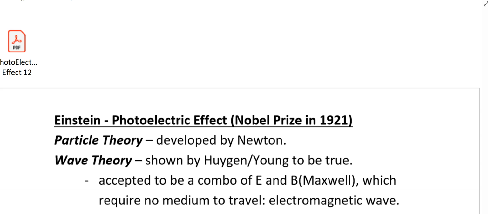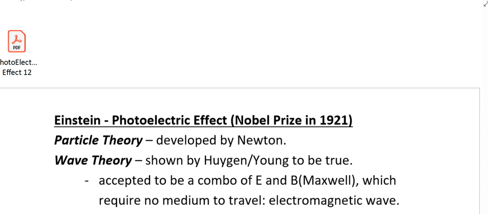All right, so hopefully this sheet looks a little bit familiar. It's a little bit different than the one you had in grade 11, but the basic idea is the same. And it's about Einstein and the photoelectric effect, which he won his Nobel Prize for. Now, of course, Newton developed the particle theory and did lots of great stuff with that. We looked at the wave theory as well, shown by the Huygens principle and the Young experiment to be true.